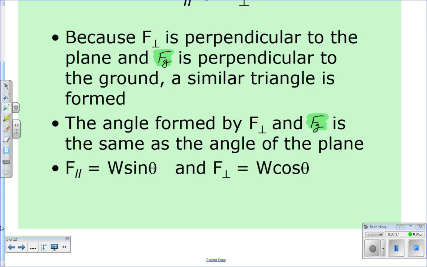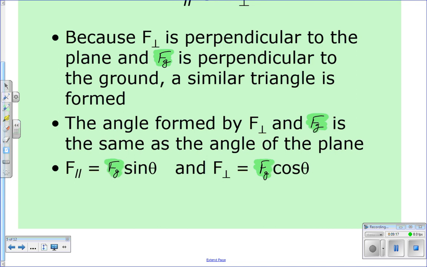And so, to find the parallel component of the object's weight, if you go back and pay attention to how I closed that triangle off, the parallel component would be the opposite side to that angle. So you would take the hypotenuse, which is the object's weight, times the sine of the angle. The perpendicular component would be the adjacent side to that angle, so you'd take the object's weight, which again is the hypotenuse, times the cosine of the angle. And that gives us the parallel and perpendicular components.